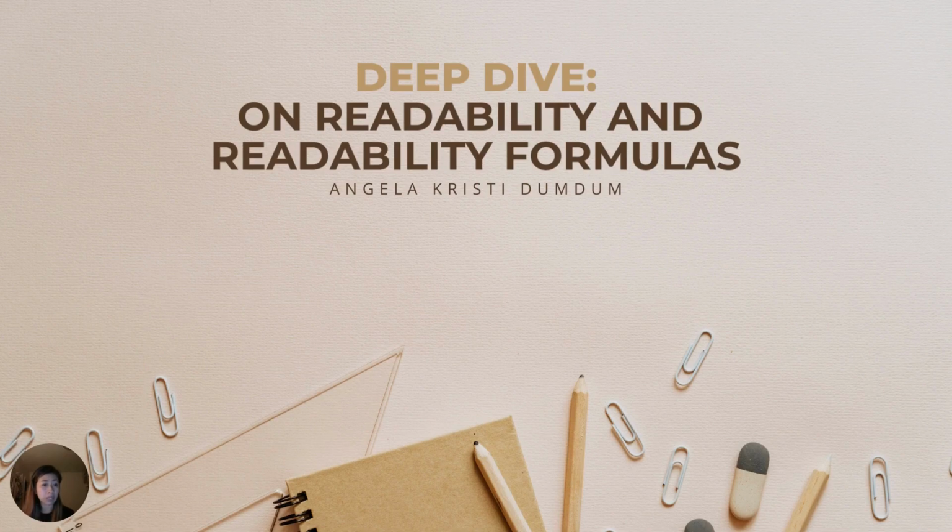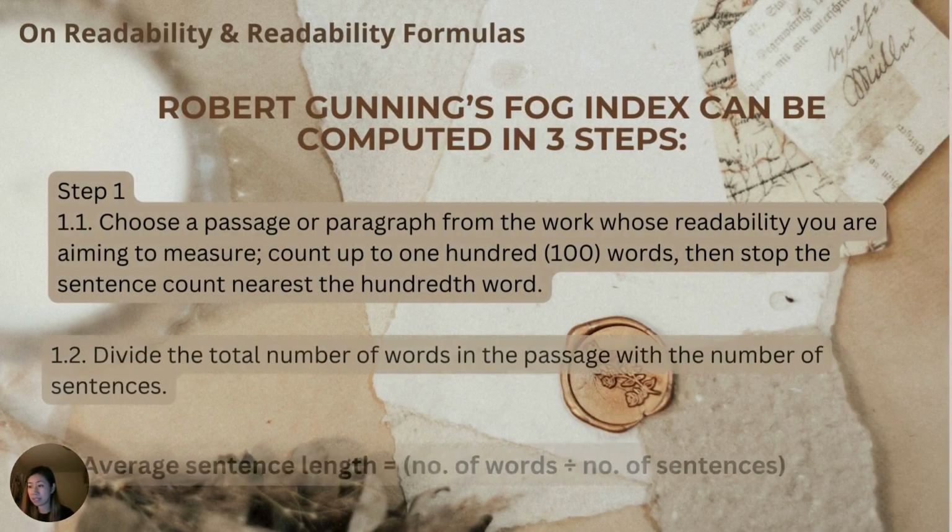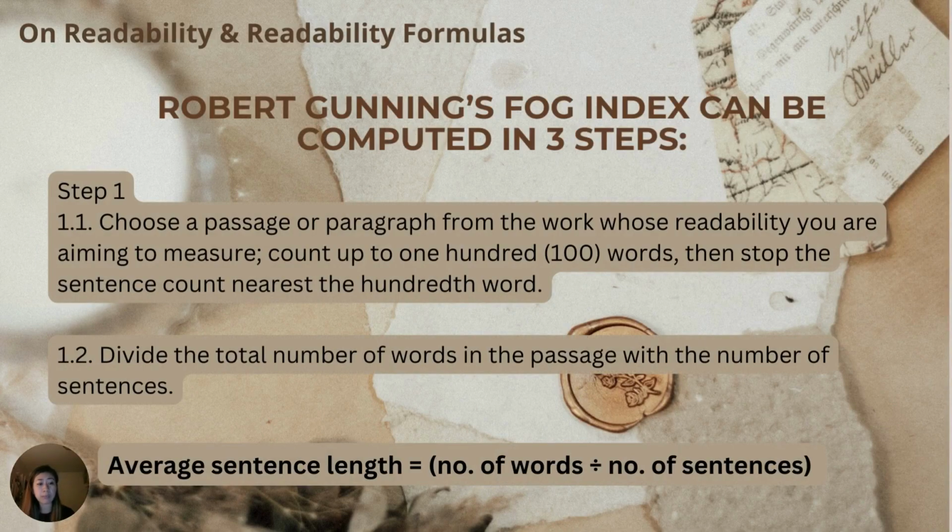As mentioned earlier, we will be focusing on the Gunning's Fog Index, which is a readability formula created to measure a written material's readability. So to get the Gunning's Fog Index of any text or written material, step 1 is to get the average sentence length of the text. Now, to do that, you'd have to choose a passage or paragraph from the work whose readability you are aiming to measure. Now you count up to 100 words, then stop the sentence count nearest the 100th word. Now remember, you're doing this to determine the average sentence length. Now after you do that, you divide the total number of words in the passage with the number of sentences.